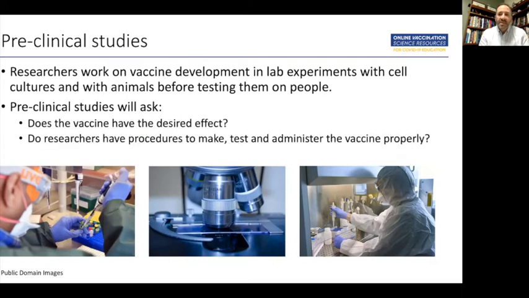The purpose of these preclinical studies is to ask, does the vaccine have the desired effect? Does it lead to an immune response? And do researchers have the procedures to make, test, and administer this vaccine properly? So it helps us understand how much of the vaccine we might need, how it should be given, how it should be packaged, etc.